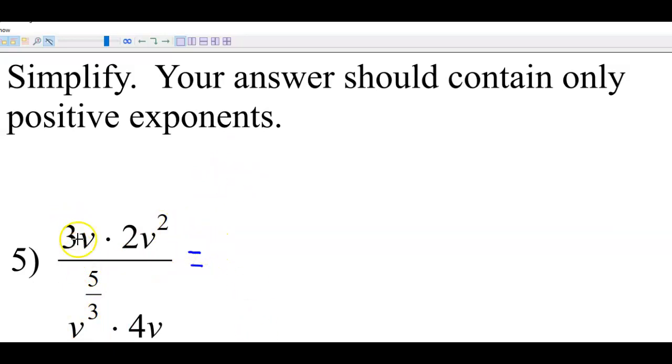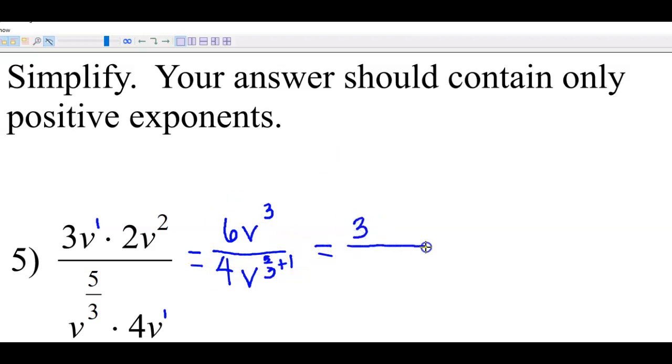So in the numerator, I have 3 times 2, which is 6. I have v to the first times v squared, which would be v to the third. On the bottom, I have 4 out front, and I have v to the 5/3 times v to the first, which means the exponent on this v will be 5/3 plus 1. So I can reduce the 6 over 4 because they both have a factor of 2, so that would reduce to 3 over 2.